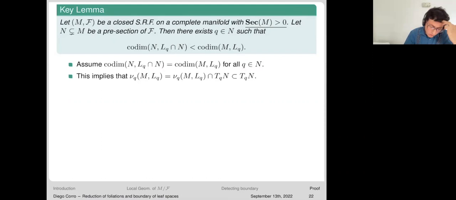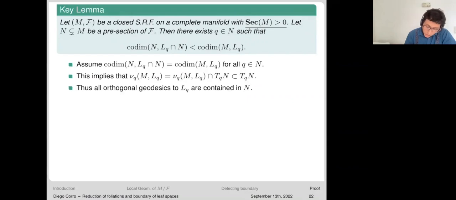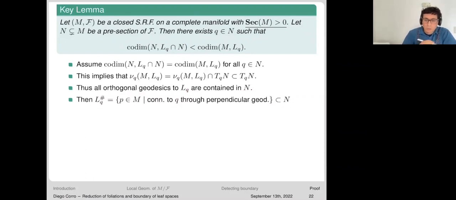And one can show that this condition would imply that the normal space to any leaf must be equal to this intersection, which is contained in the tangent space of the presection. But since N is totally geodesic, this means that all orthogonal geodesics to L_Q are contained in N. And here we will use another construction by Burkhardt-Wilking, which is called the dual foliation. The dual leaf at a point Q consists of all the points in M that can be connected to Q through perpendicular geodesics. And by the previous point, this is contained in N.